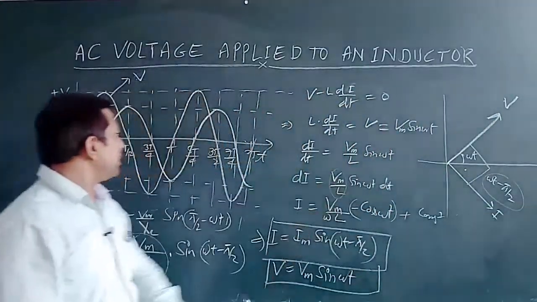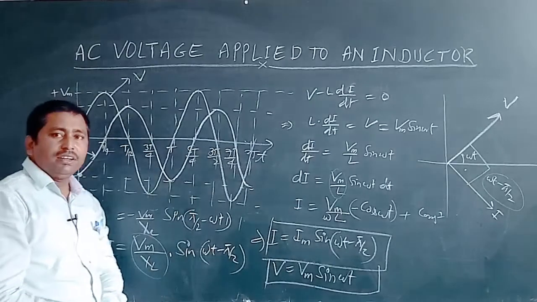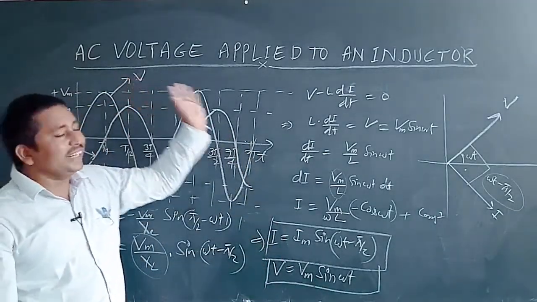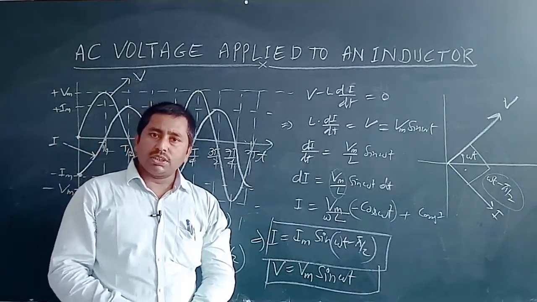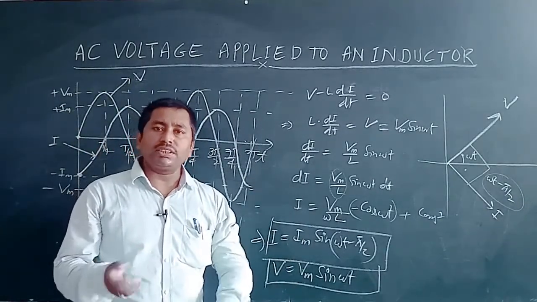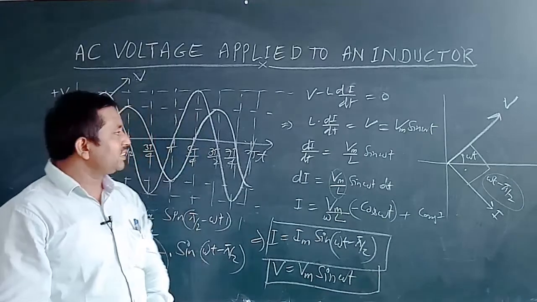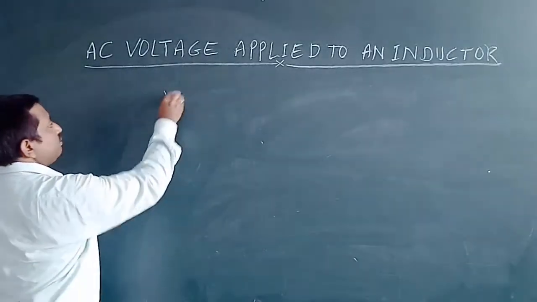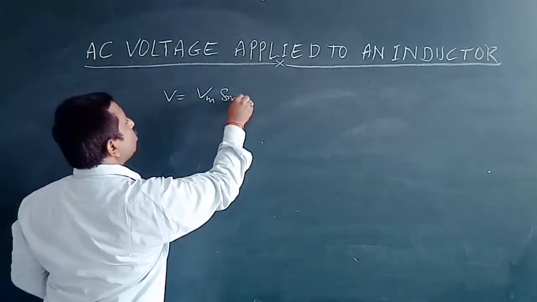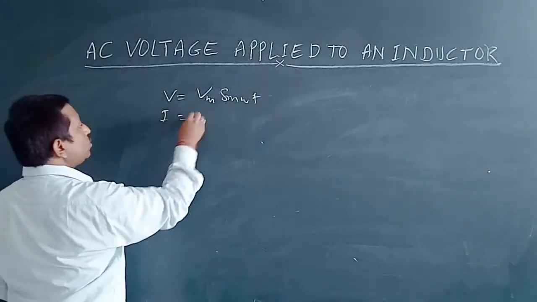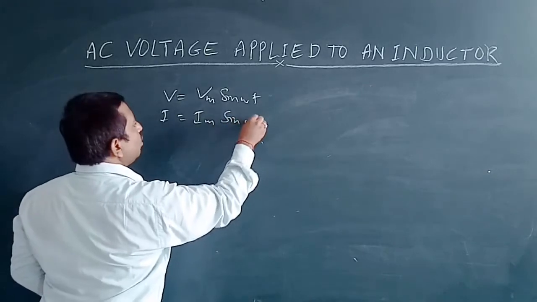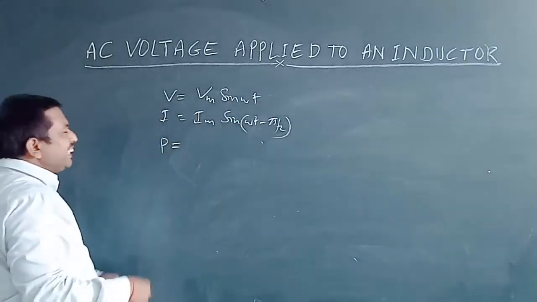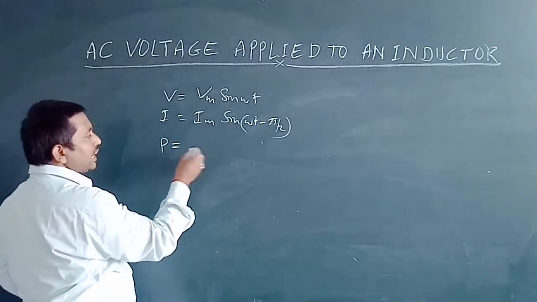So this is a phasor diagram, and this is all about the discussion of the AC voltage applied to an inductor. We can find out that the average power loss in one complete cycle in an inductor is always 0. Let's calculate the average power loss in an inductor. As we know, V equals Vm sine omega t and I equals Im sine of omega t minus pi by 2.